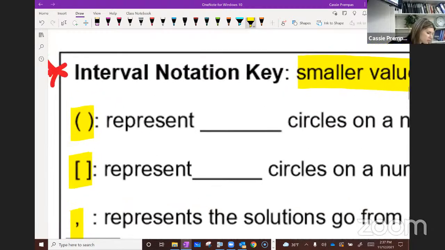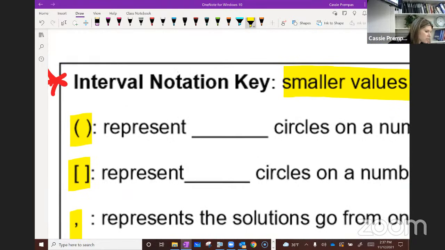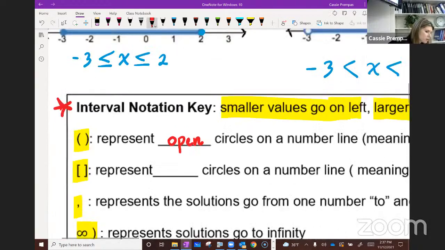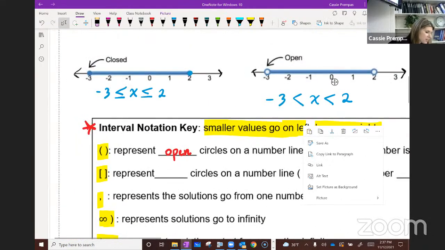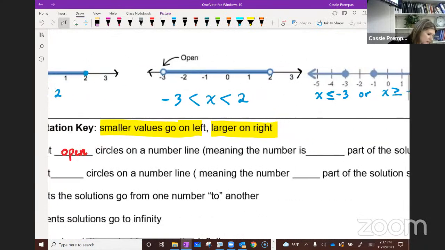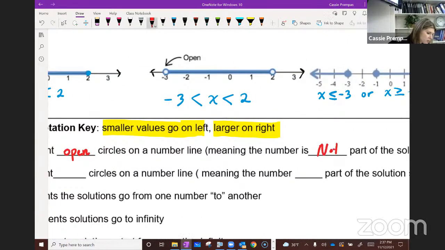So parentheses. Parentheses represent open circles on a number line. So go ahead and write in the word open. What this means is that the actual number is not part of the solution set. An example of when you would use this symbol is if you have something like x is greater than 2.